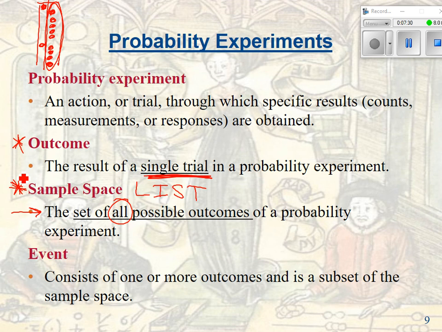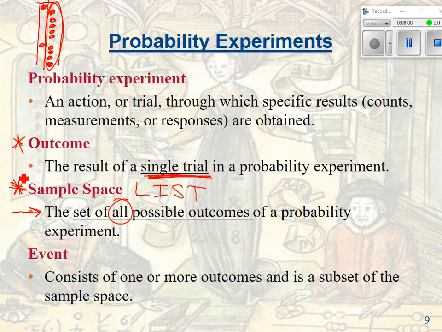And the event consists of one or more outcomes. So if I use you guys as my sample space and I say I want to find the probability of getting a male student, then that's our event. We want to get a male student. That's always a subset of your entire sample space.